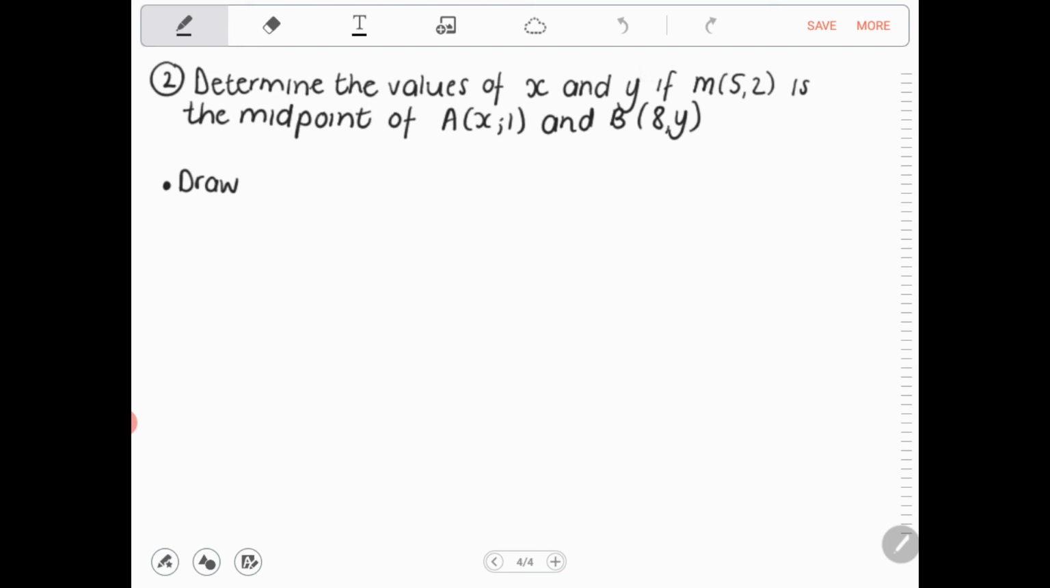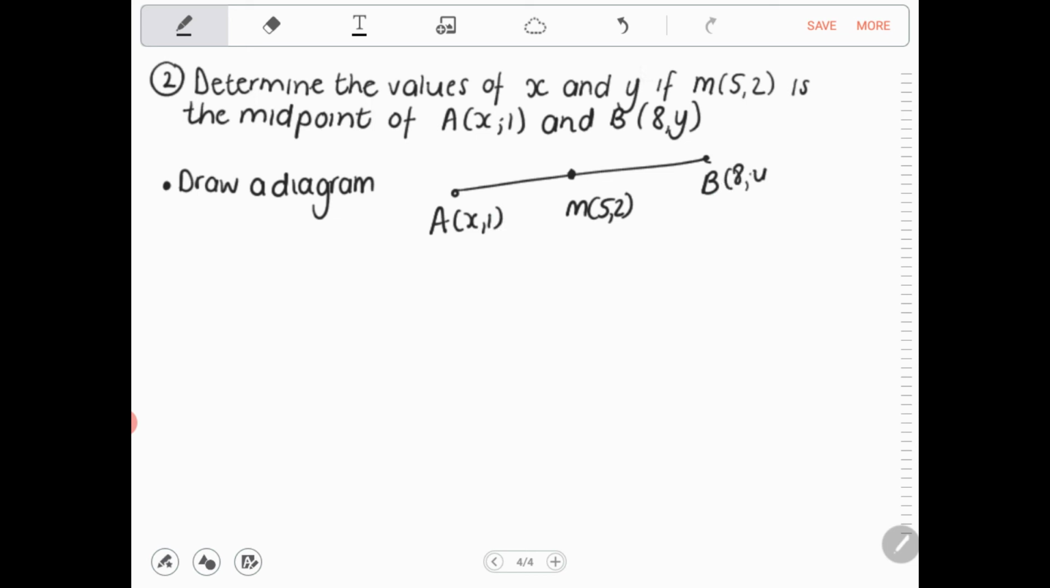All right, so let's just try one more. This is a little bit different. Find the value of x and y if M is a midpoint of A and B. So even if your diagram is just a line, it just helps you to see your midpoint and your ends. Okay, just shows you where we're working.